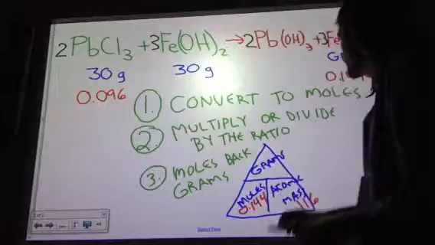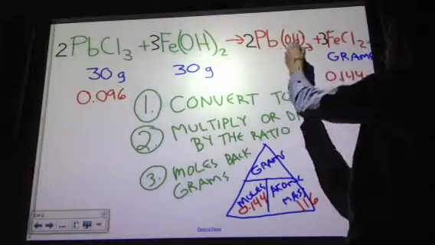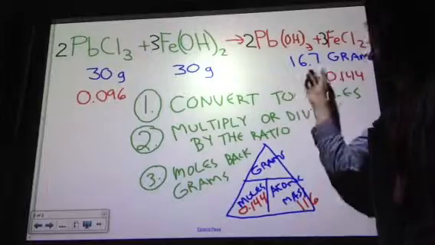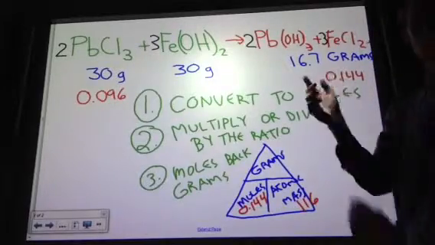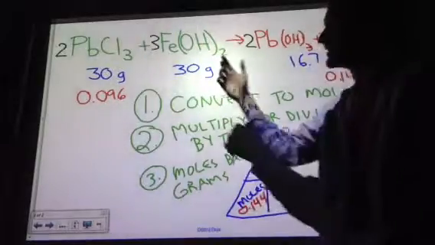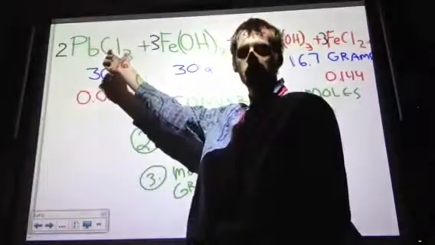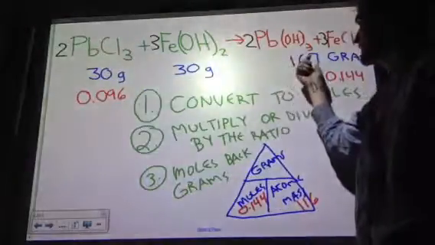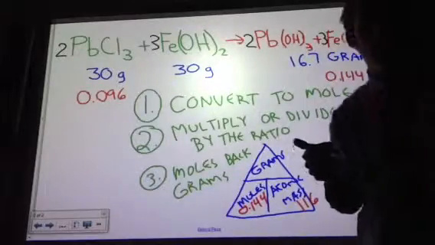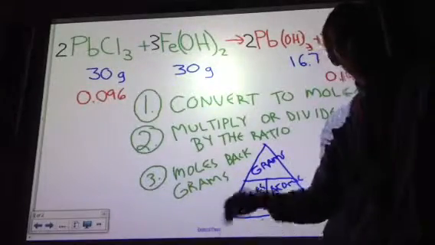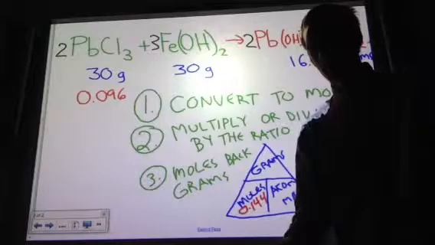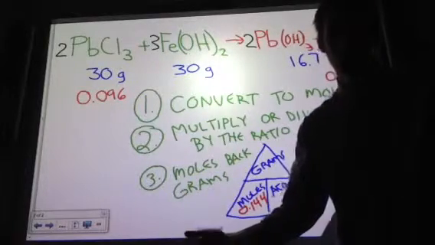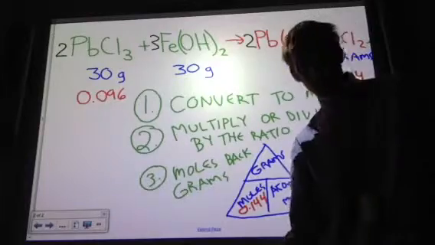So I'll put that in green. 16.7 grams. Okay, so bottom line. I started with 30 grams of PbCl3 and I got 16.7 grams of FeCl2. Alright, so now we're halfway done. Believe it or not, we went through all that and we're only halfway done with the problem. That's why these are tricky.